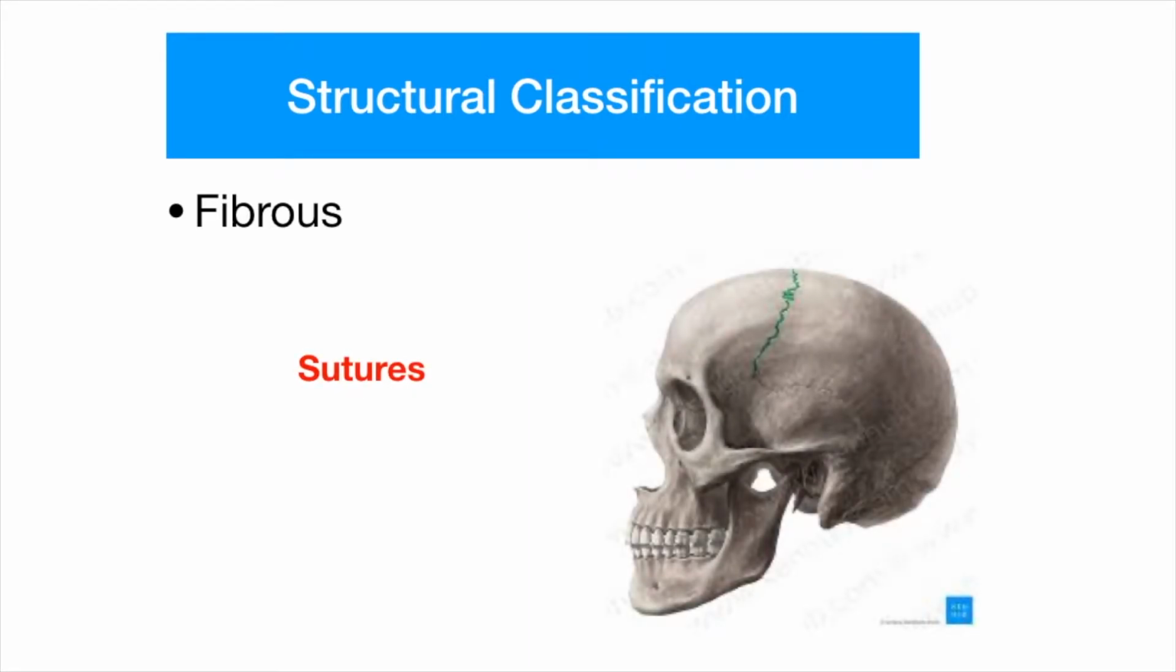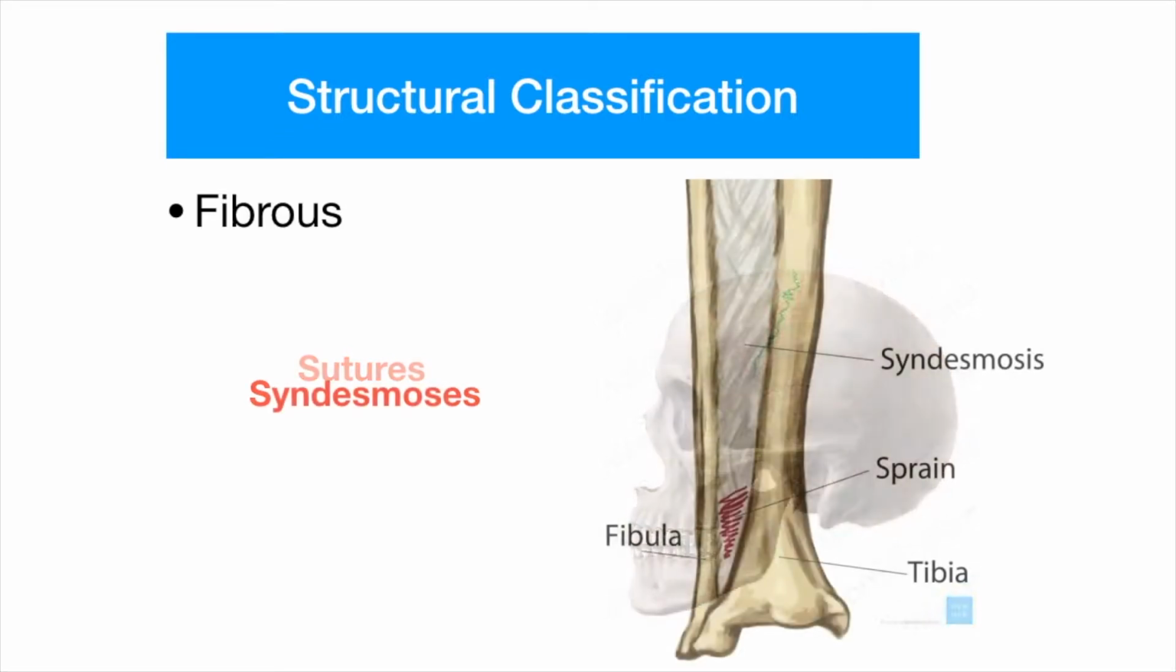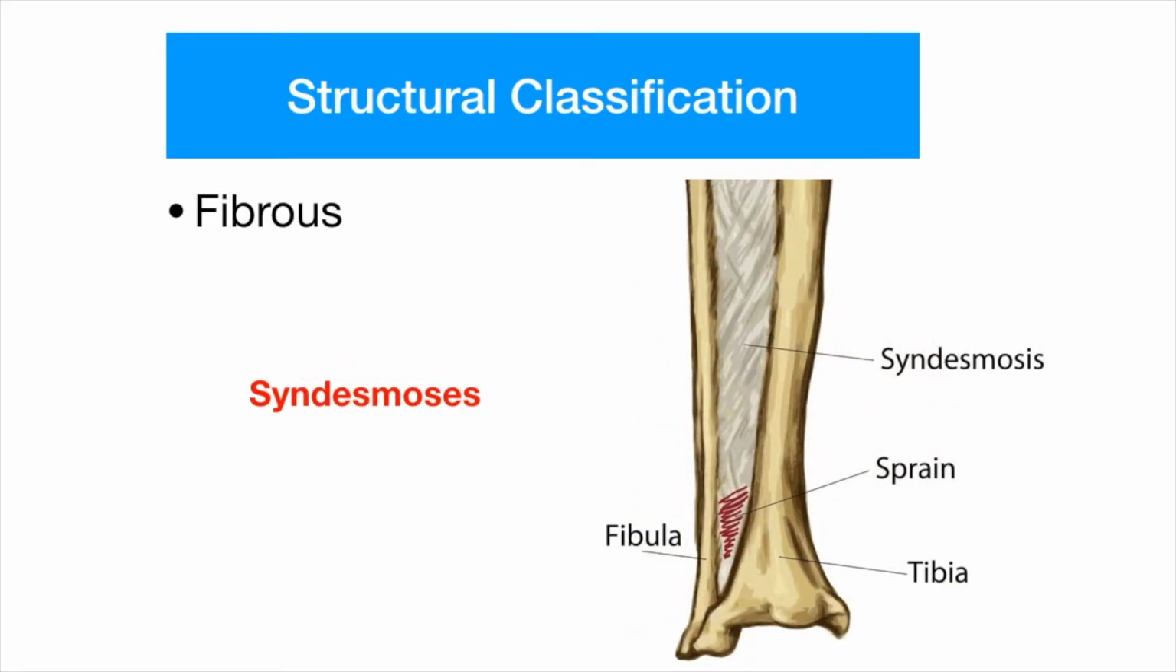A suture is a fibrous joint composed of a thin layer of dense connective tissue that unites the bones of the skull. A syndesmosis is a fibrous joint in which there is more fibrous connective tissue than in a suture. It permits some flexibility and movement. An example is the distal articulation of the tibia and fibula.